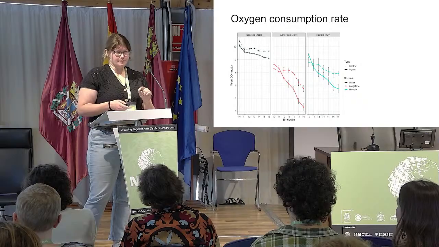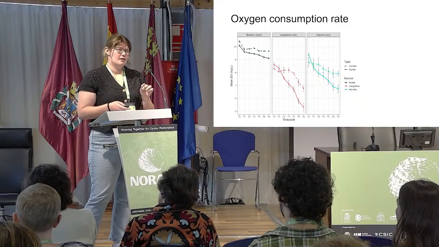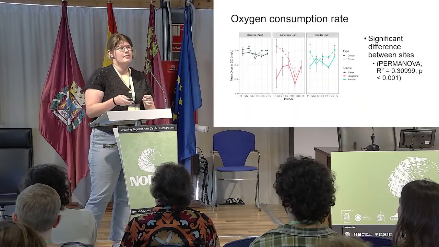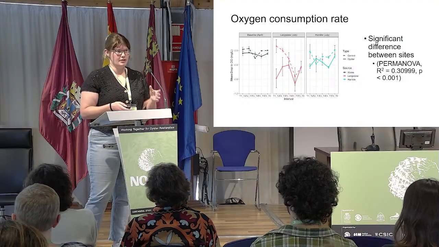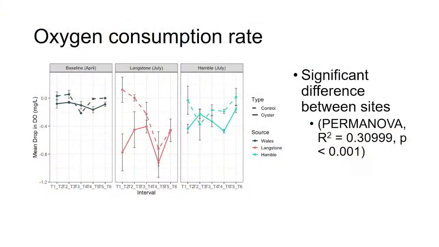Going to be less. However, Langston and Hamble sampling in the summer was done in July, and the water was approximately 21 degrees in the sea. These results are very warm, slightly hard to interpret. However, if we look at it as the difference in the drop between Langston and Hamble, it shows it a little bit differently, with another very significant difference in oxygen consumption rate.